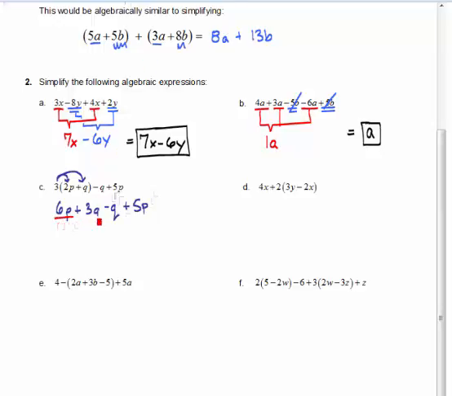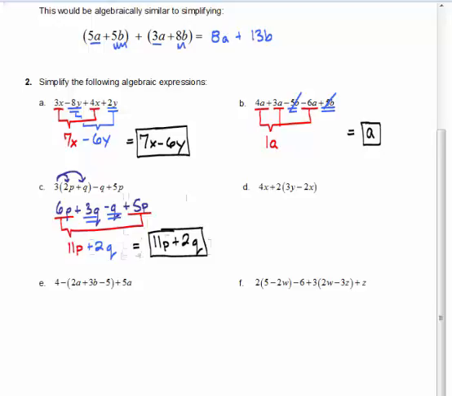I have a positive 6p and a positive 5p. So it's like having 6 pictures and 5 pictures for a total of 11 pictures. And then we'll need to collect the 3q, and if it doesn't have a number in front, it's understood to be 1. So it's like saying 3q minus 1q. So if I do the 3 minus 1, that's just going to leave me with 2. Like 3 minus 1 is positive 2, so it'll be positive 2q. That's really all there is to this one. So this will just become 11p plus 2q.